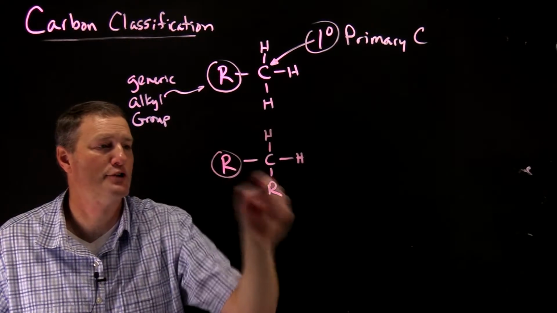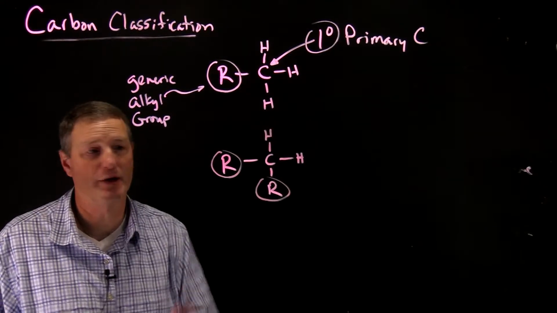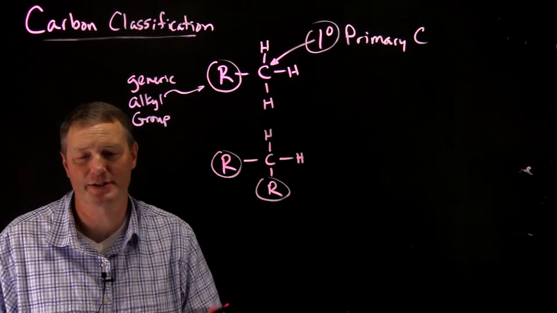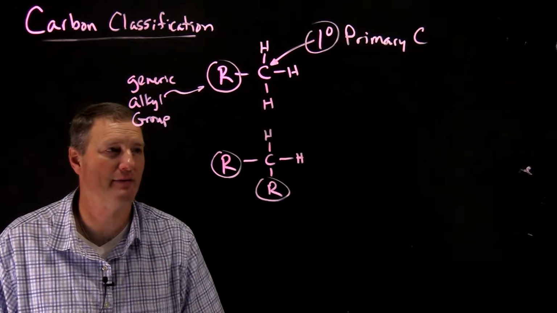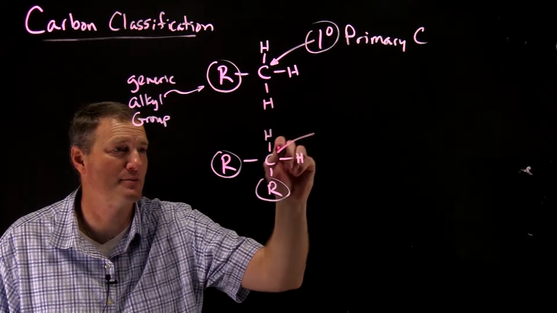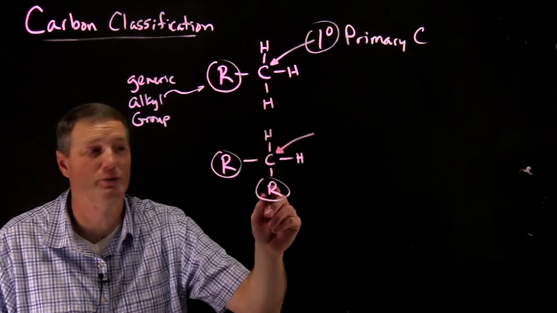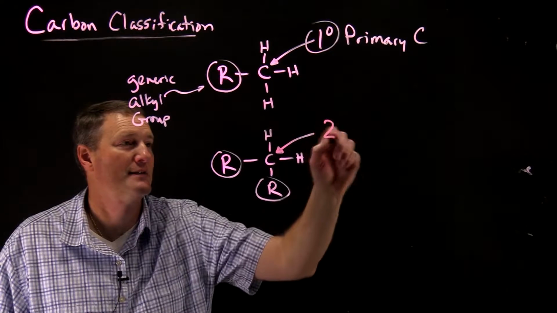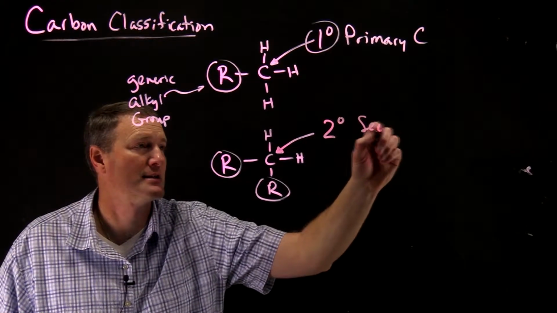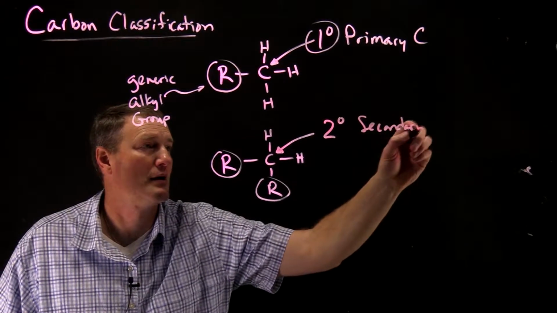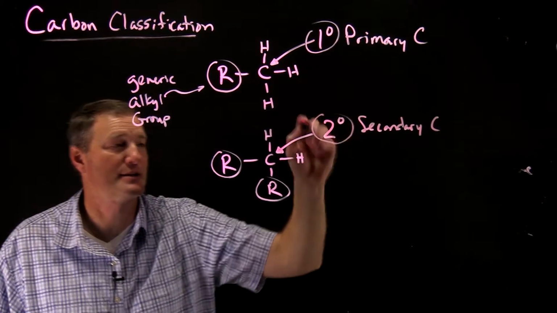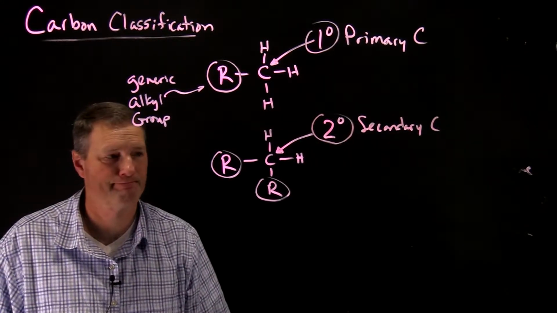Second type of classification would look like this. So now I have two of these alkyl groups. They could be the same or they might be different. It's just some carbon-based substituents coming off of this. So if I were to classify this, as you might expect now, because there are two groups coming off of this, this is called a secondary carbon, and we write that as a 2 superscript 0.